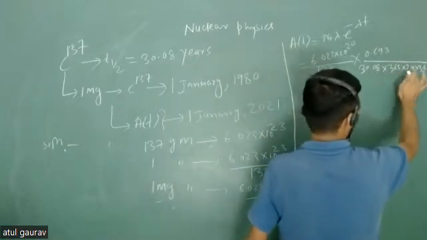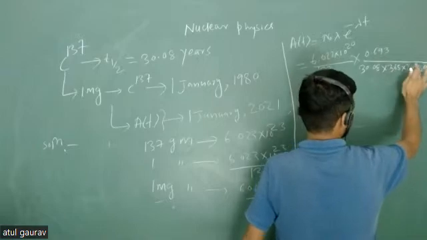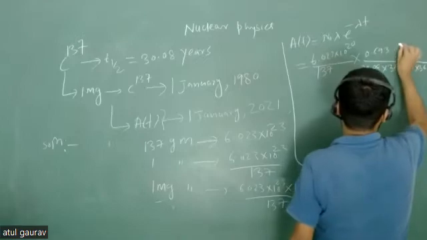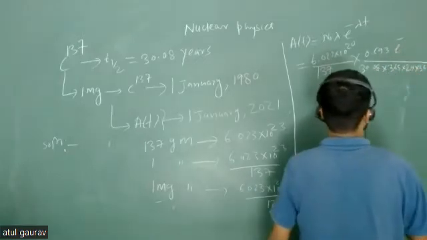Then days to hours, so you have to multiply it by 24. Then hours to seconds, you have to multiply by this factor. Then exponential minus lambda t. So whatever you are saying, that is correct.